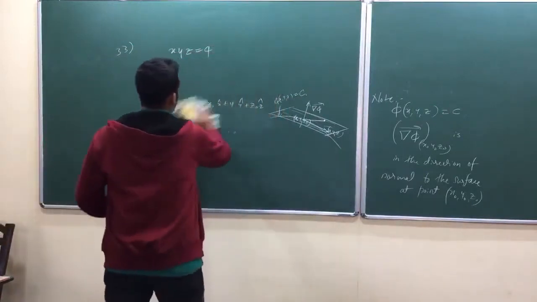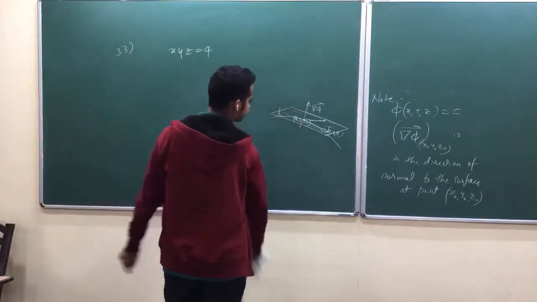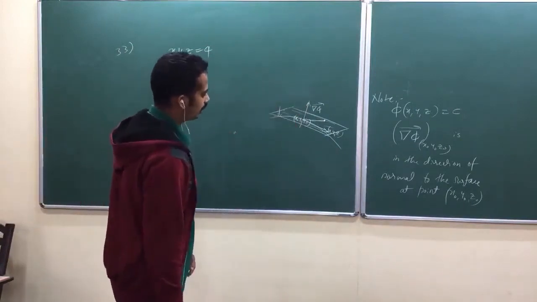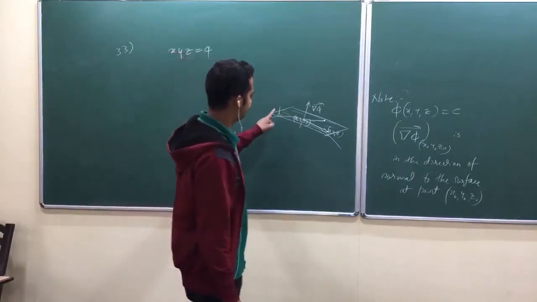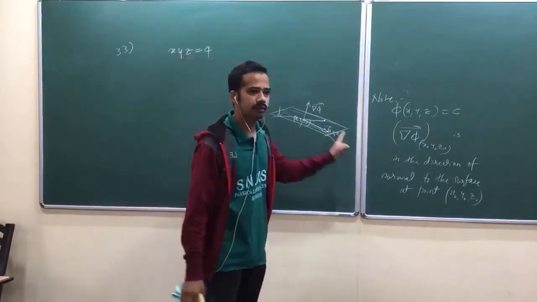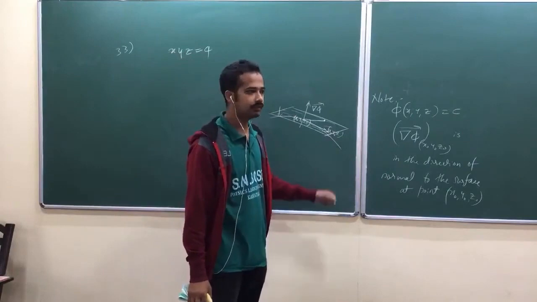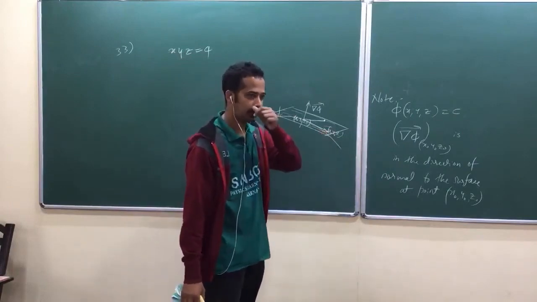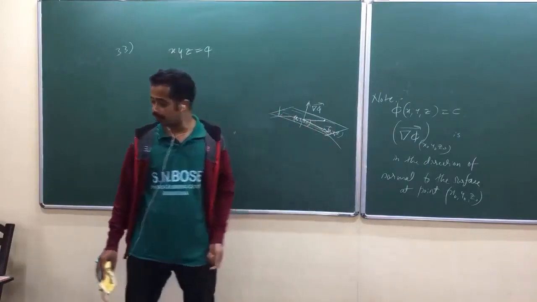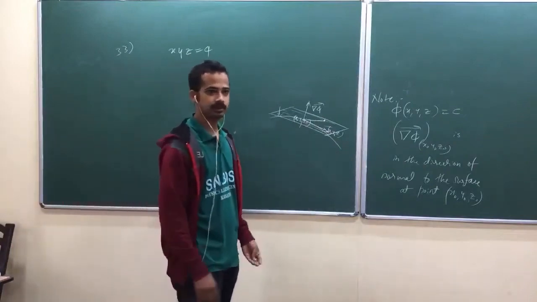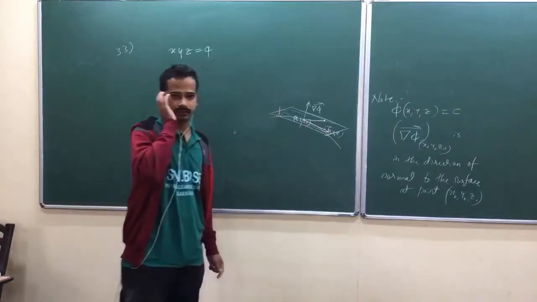Now look here, I hope they will not ask what is the tangent to the surface, because there are infinitely many tangents. That's why we are drawing a tangent plane, remember? There is only one normal to the surface.